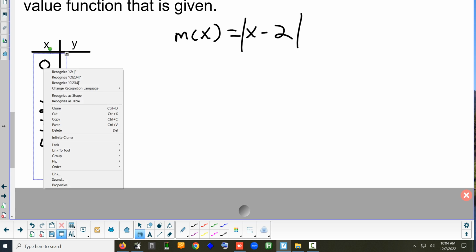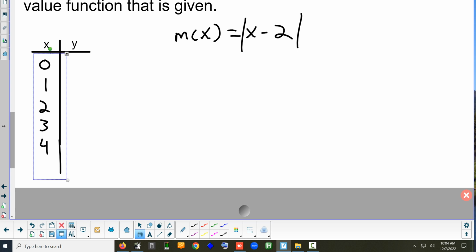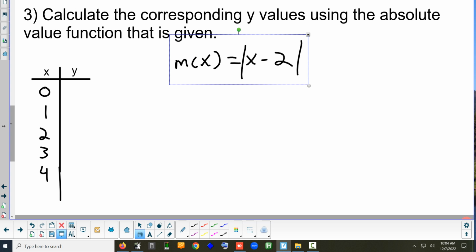I'll start with 0. Brady, what's 0 minus 2? And what's the absolute value of negative 2? No, the absolute value of negative 2, it doesn't stay the same. Yeah, 2. Remember, the absolute value of a number is always positive.